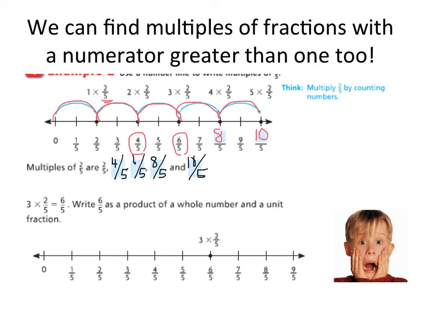Let's take a look as we multiply 3 times 2/5. They got 6/5. They looked and they said, well, that's just going to stay. So I'm going to multiply my whole number times my numerator. And I can show it on a number line. 2/5, 4/5, 6/5. And don't you love this picture? Because he's going, oh my gosh, this is so easy.